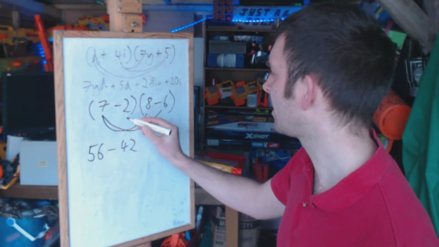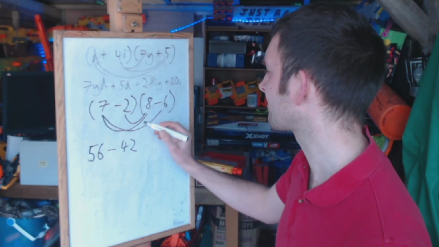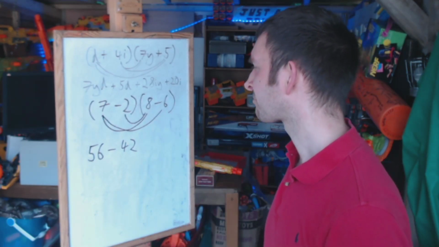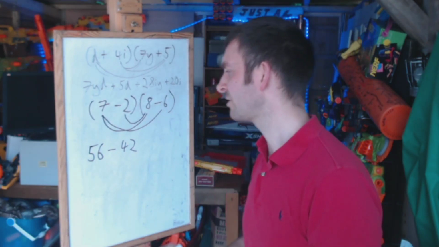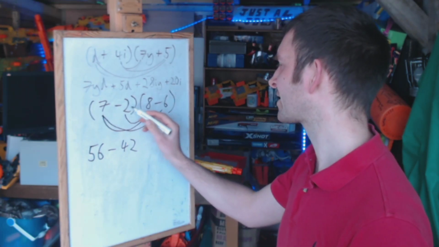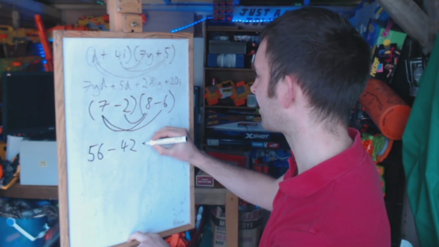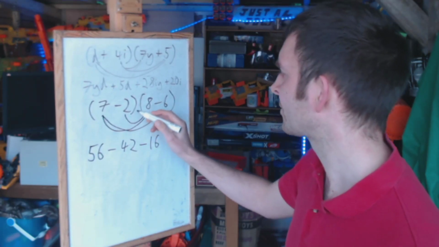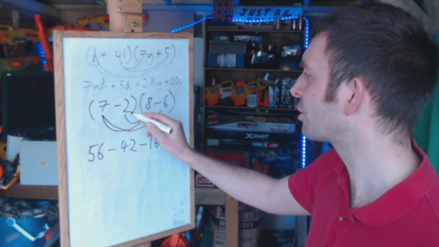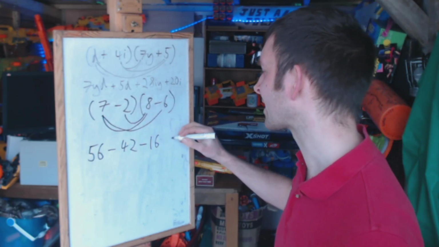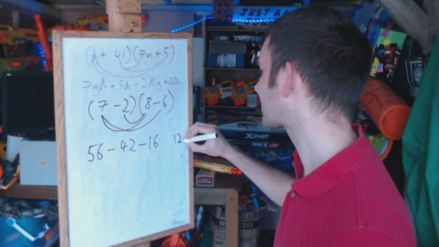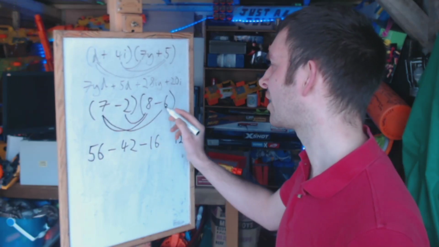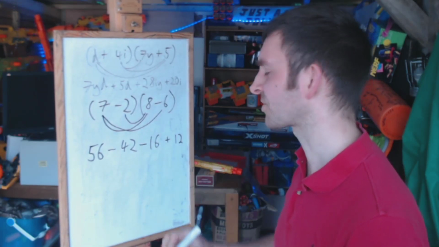Next one is minus 2 times 8. Again, there's one of these negative, one of these positive. I'm not going to bother going through the steps, I'm just going to do it now because we're getting pretty quick at that. And finally, we've got minus 2 times minus 6. Well, 2 times 6 is 12. Negative times negative is a positive.